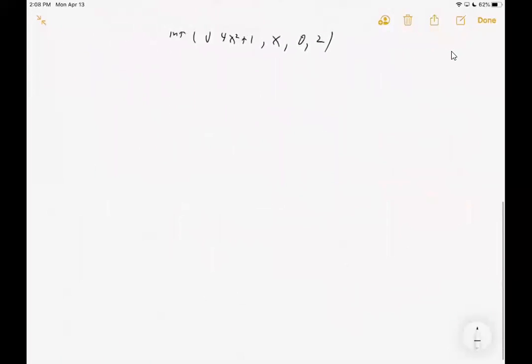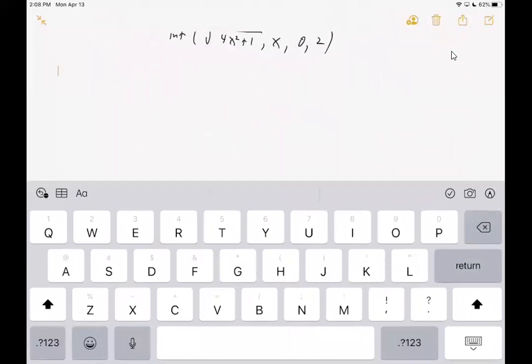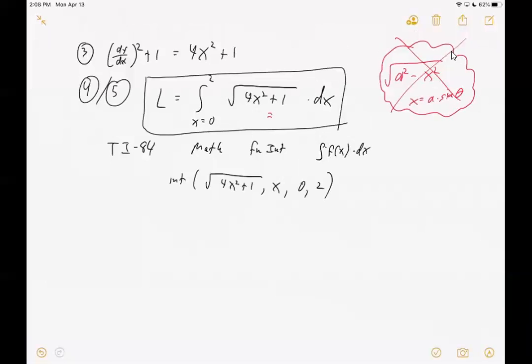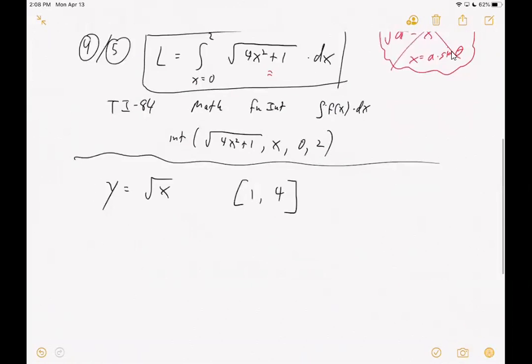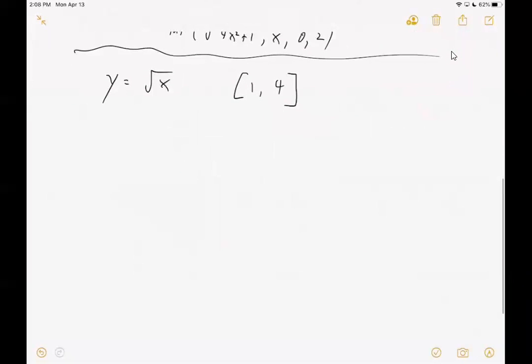All right, here's another one. Whoops, sorry about that. Let's have y equal the square root of x. You might think that that would be a pretty easy one. Let's go from 1 to 4, and we'll just quickly see that this one also becomes a calculator problem.